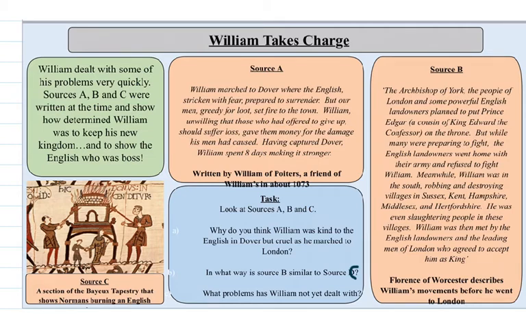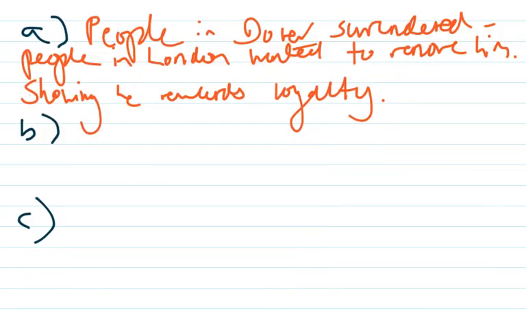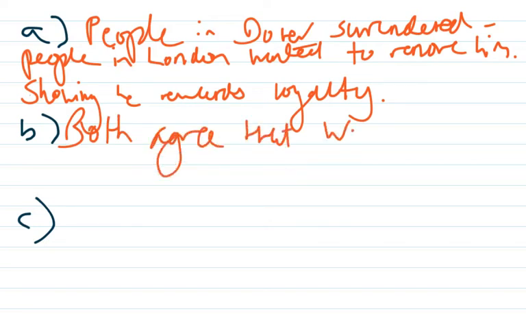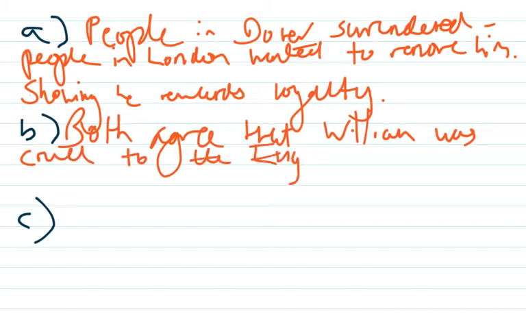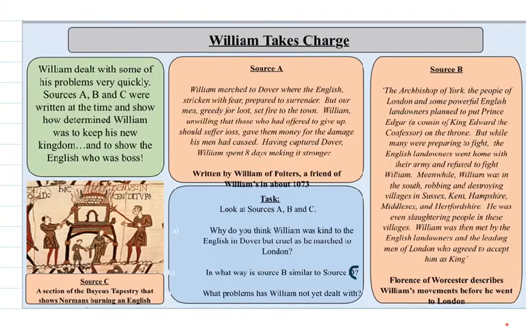In which way is source B similar to source C? So for this one, they both agree that William was cruel to the English. You can see that through the way in which you can see the burning of the villages, and that matches up with the robbing and destroying villages, slaughtering people. So they both back each other up. Excellent. C. What problems has William not dealt with yet?